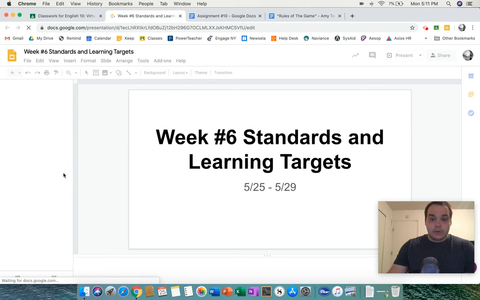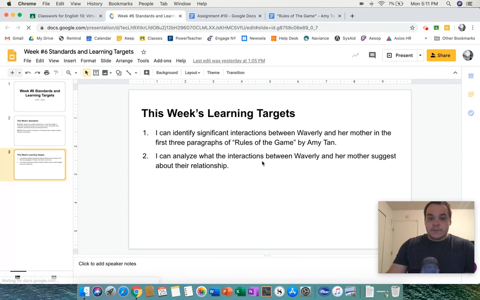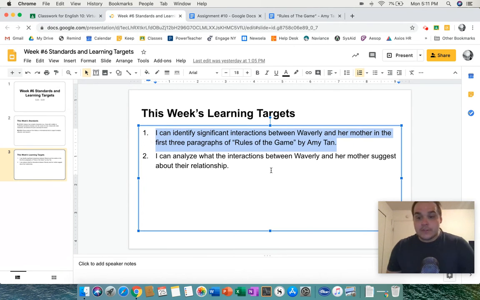So if we go back to our learning targets real quick, this first part is really looking at identifying. Okay. So in annotating, I really want you to focus on this first learning target. I want you to identify these interactions between Waverly and her mom. All right. That's really the focus there.